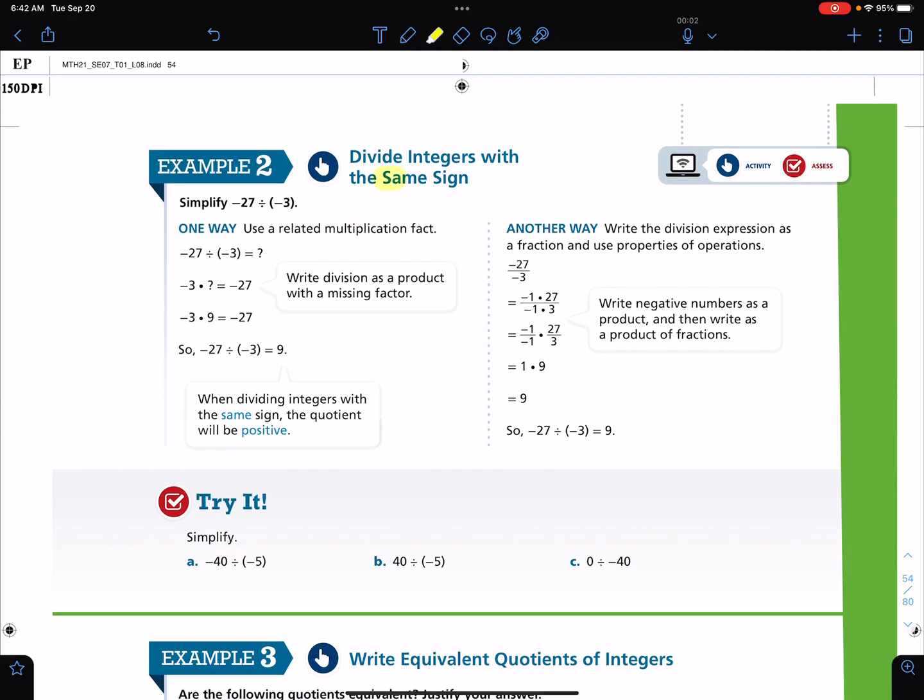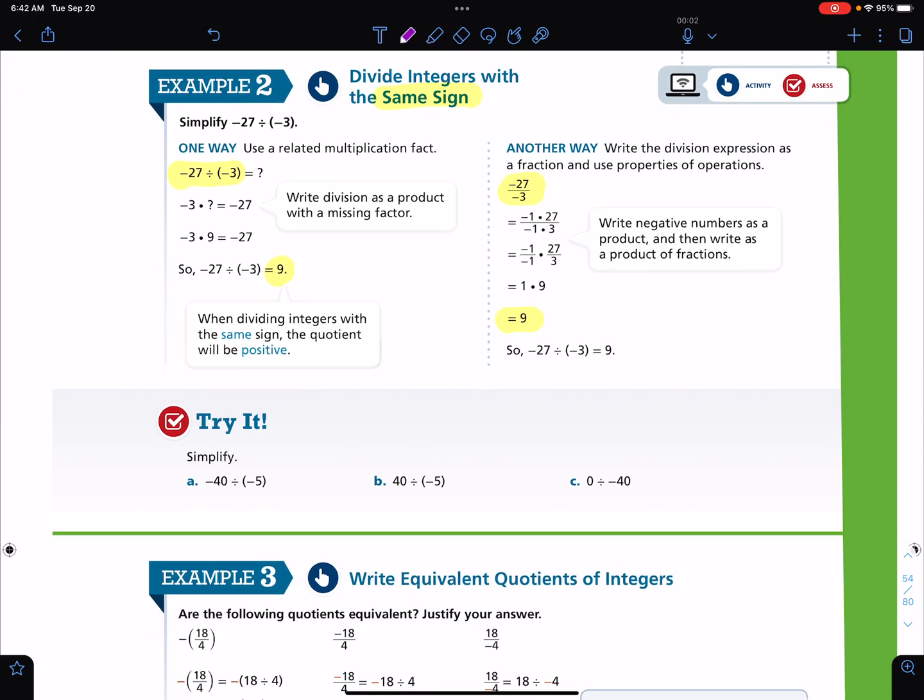So this one is dividing them with the same sign. If you divide by the same sign, you end up with a positive. So we're going to try it. Negative 40 divided by negative 5, well, that's just the same as 40 divided by 5 is 8, and it will remain positive because they are both negative. This is 40 divided by negative, so that's a positive divided by a negative, which means my answer will be negative 8. This one is 0 divided by negative 40. Well, 0 has no sign, so the answer to that one is 0.